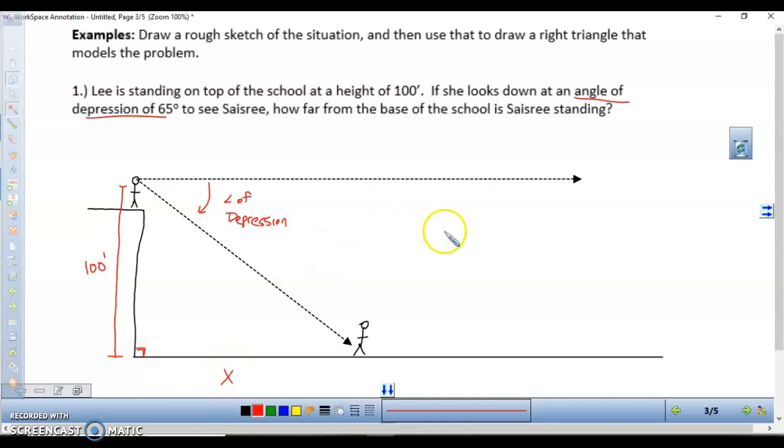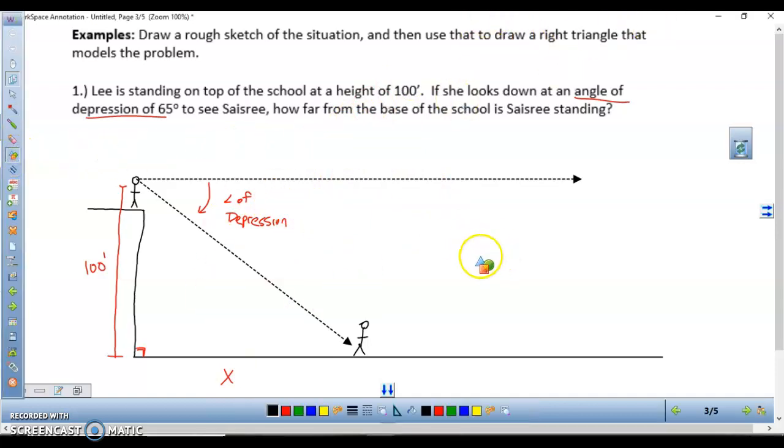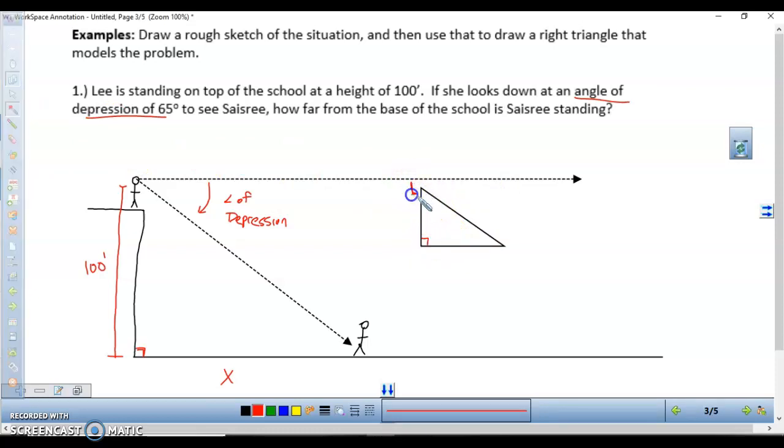And so the reason for that is because now what we want to do is take this situation that we've drawn a little sketch of, and find a right triangle that models it. So notice, here's my right triangle that models this situation. We know that we have a right angle. We know Lee is up here. We'll call that point L. And we know that this is 100 feet.